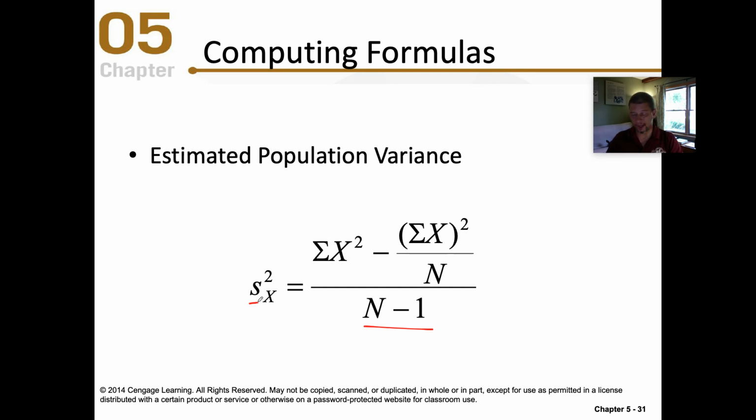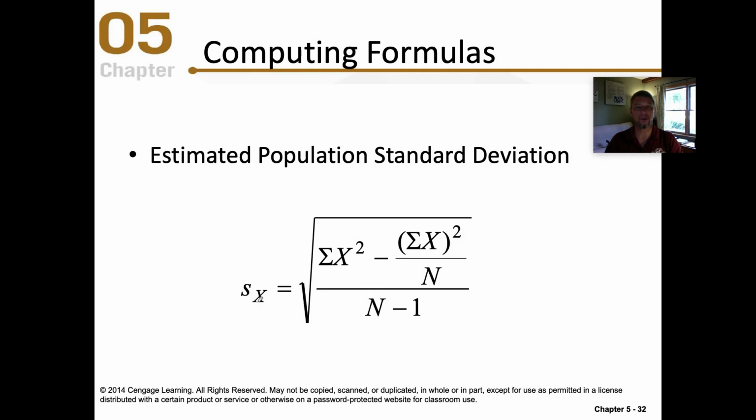Now, to calculate the estimated population standard deviation, I use this formula, which is exactly the same as the one on the previous page, except that I've taken the square root of both sides. So little s equals the square root of the sum of x squared minus the sum of x quantity squared divided by n, all over n minus 1. And so that's the estimated population standard deviation.